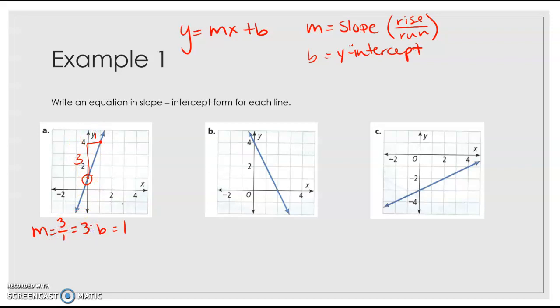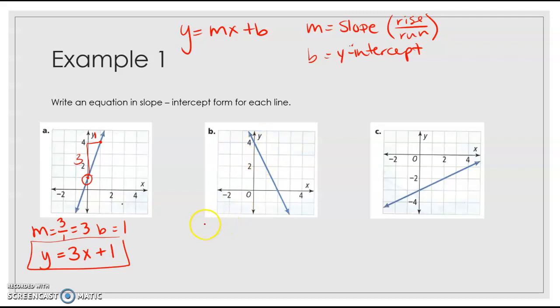So that's my slope and my y-intercept. Once I have those identified, all I have to do is plug them into the equation for m and b. So I'm going to do y equals, my m is 3, so 3x plus my b, which is 1. And that's our equation for that line. And that's as easy as it is. I mean, it really is that simple.